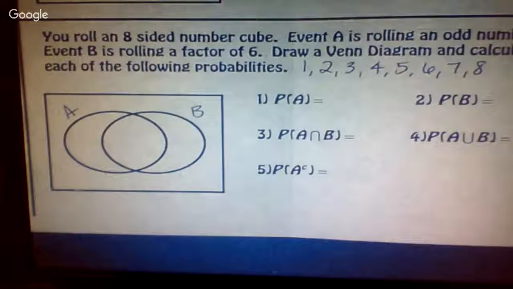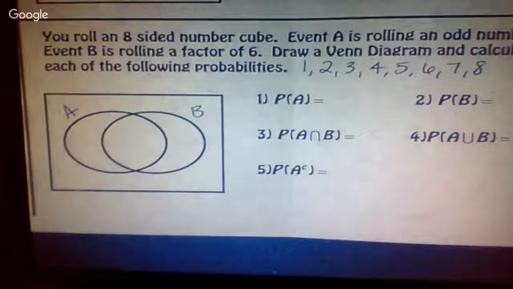Okay, so event A is rolling an odd number. Event B is rolling a factor of 6. What are my factors of 6? 3 and 6. I was doing A. I was doing the odds: 1, 3, 5. What's he missing? 2. Why is it 2?